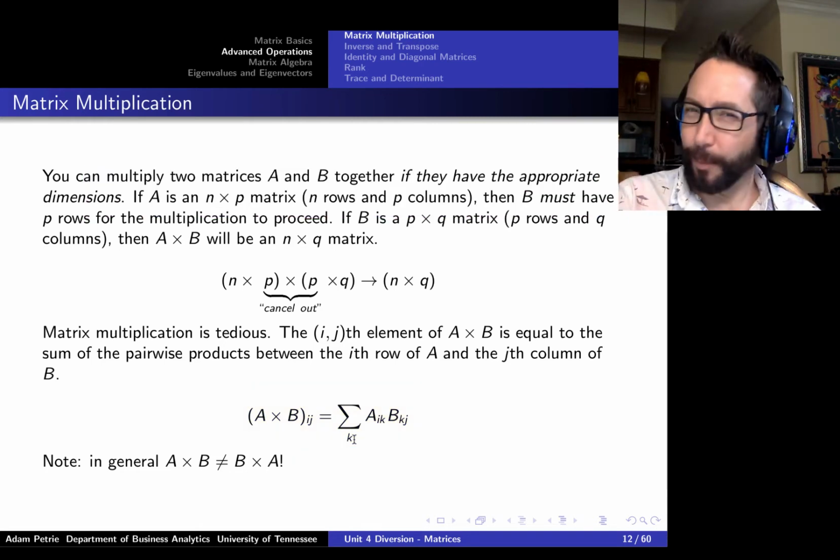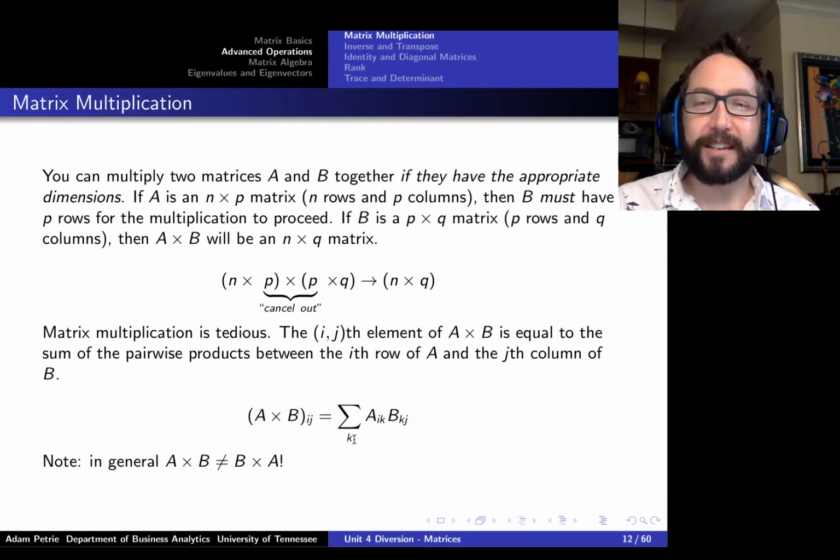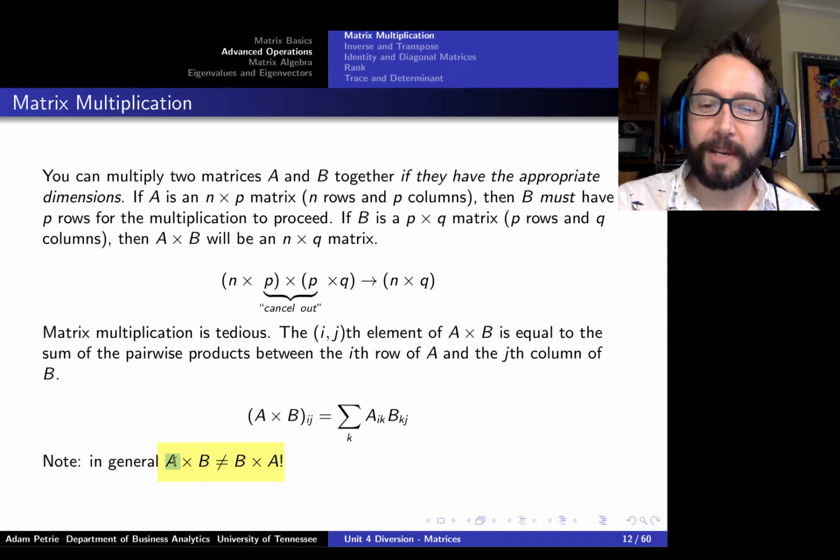the results. And the weird thing about matrix multiplication is that it's non-commutative. If you do A times B, you're probably going to get a different matrix out than if you had done B times A.